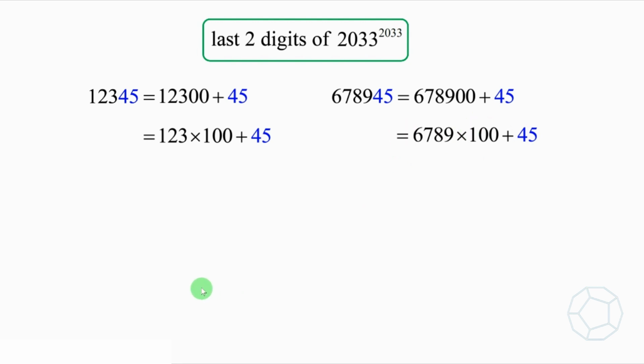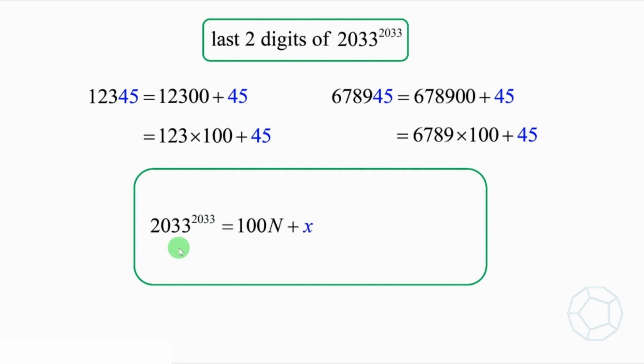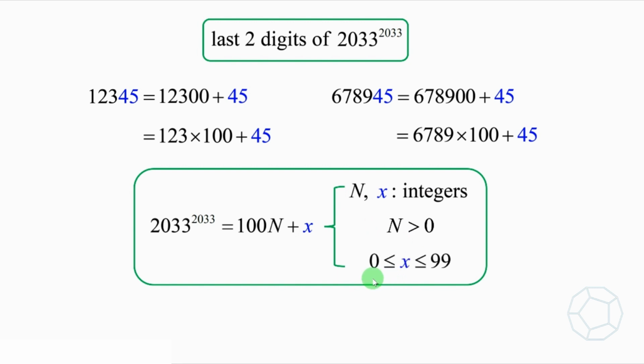Now, our goal is to write 2033 to the power of 2033 as 100 times n plus x, where n and x are integers, n is positive, and x is between 0 and 99. The value of n is not important, so we just focus on the last two digits, which is x. Well, how do we write it?